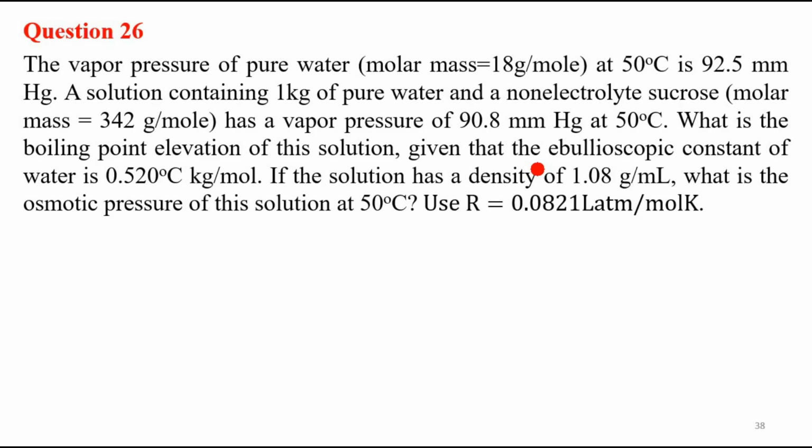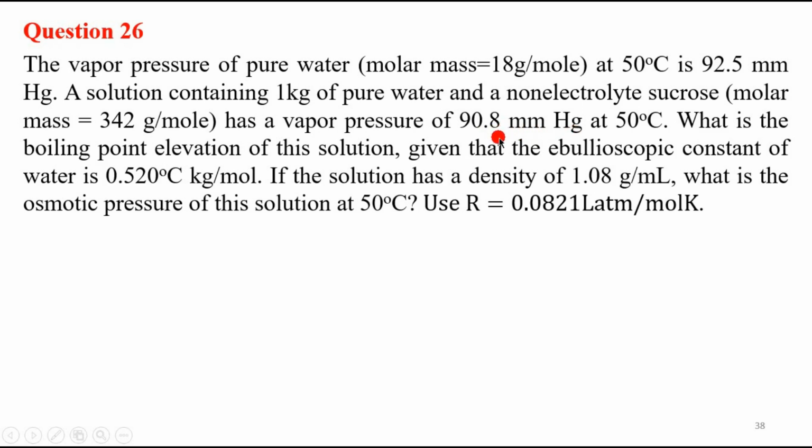Let's see question 26. Question 26 is saying the vapor pressure of pure water, the molar mass was given, at 50 degrees Celsius is this many millimeters of mercury. A solution containing 1 kilogram of pure water, so that means the mass of the solvent was given, and the non-electrolyte sucrose. Sucrose is a non-electrolyte, that means the van 't Hoff constant will be 1. It has a vapor pressure of 90.8 millimeters of mercury.